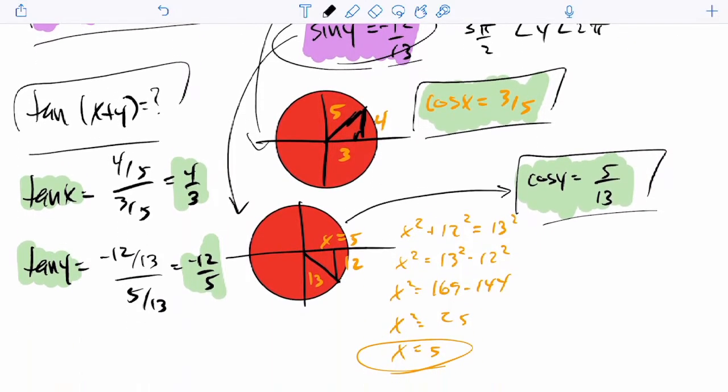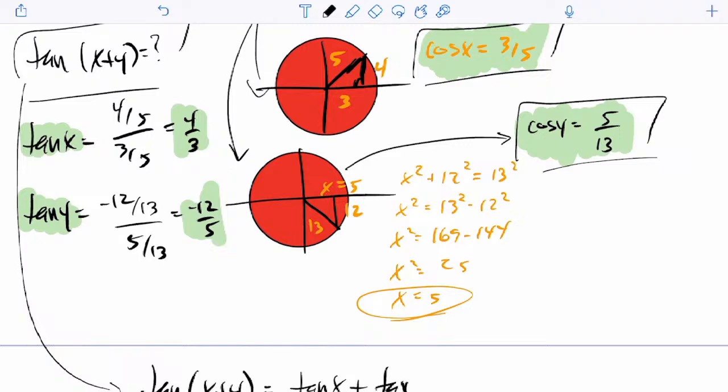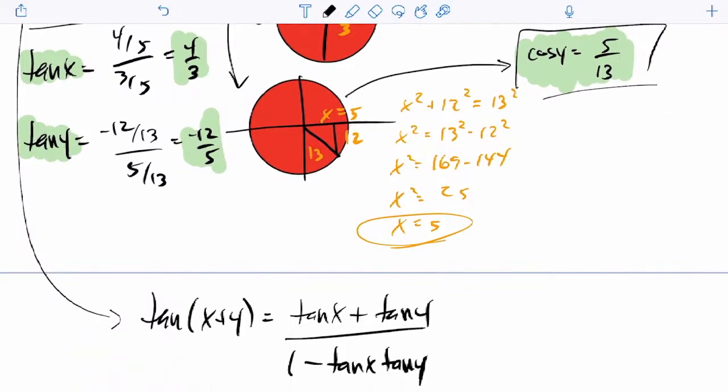Right, so now I can answer the, I mean, this is a long question. They probably intended you to use your answers from before. You could have just done sine of x plus y divided by cos of x plus y, but if you started this question from fresh, you'd have to do everything I'm doing here, right? And then just sub all this in to get your answer. This will be 4/3 plus negative 12 over 5.